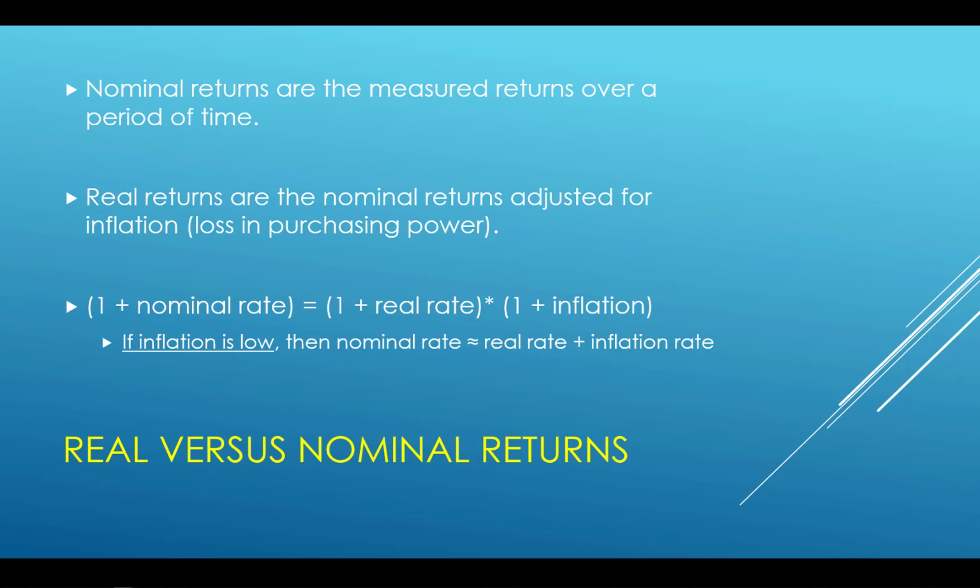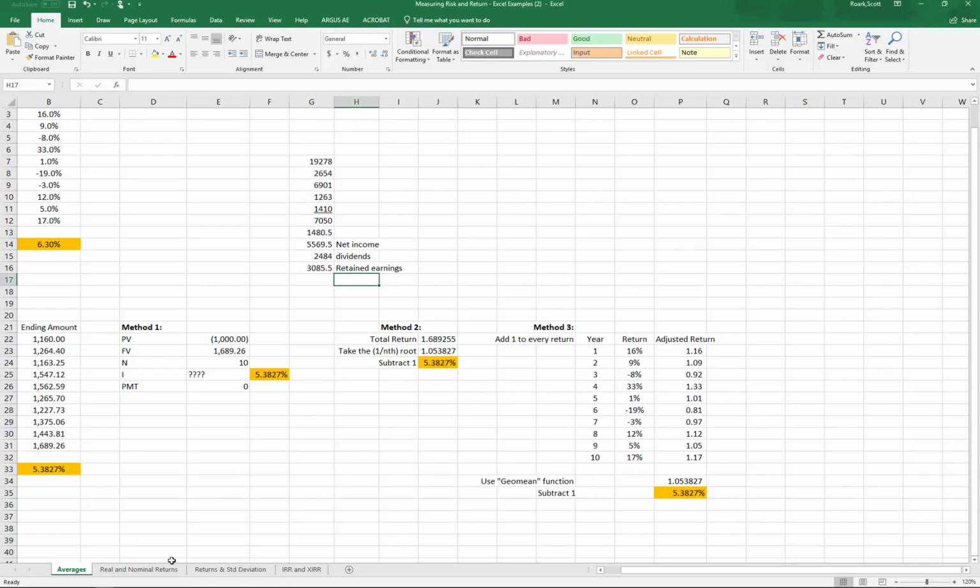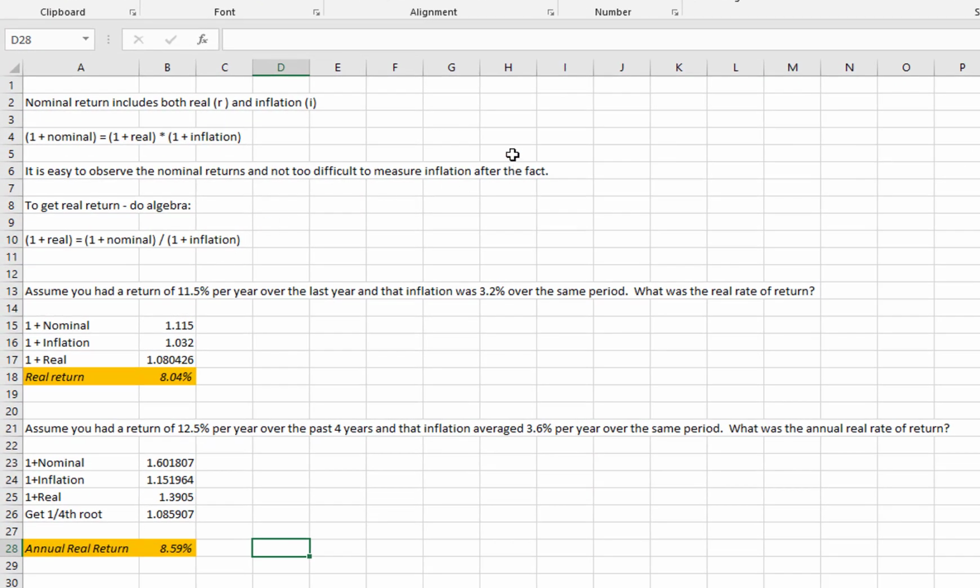All right, and I think we have an example here in Excel, so let's actually jump to that. Let's look at the spreadsheet here. So some notes up here in the spreadsheet. The nominal return includes both a real return and an inflation component, and you can see that again with this formula where we multiply 1 plus the real rate times 1 plus the inflation rate to give us 1 plus the nominal rate of return. It's easy to observe the nominal rate, and it's usually not too difficult to measure inflation after the fact.